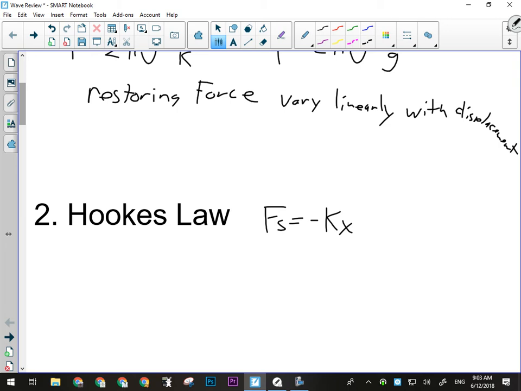The other thing is that for a Hooke's law question, you'll only be given one displacement. In a conservation of energy question, you may be given more than one because you have to compare two different positions within the path of oscillation. Okay? With Hooke's law, you're only dealing with one spot.